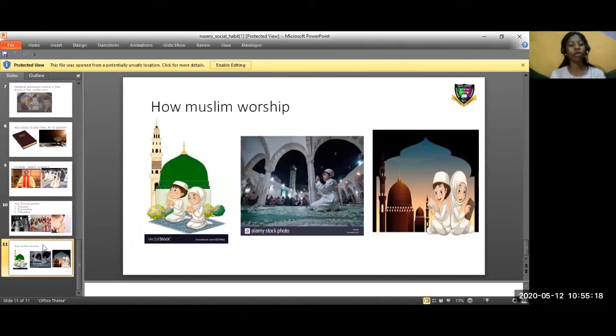And the last one here, how do Muslims worship? I told you Muslims don't close their eyes while praying. Their eyes are always wide open. Their two hands together, they kneel down, fold it, and pray to their God. That is how Muslims worship.